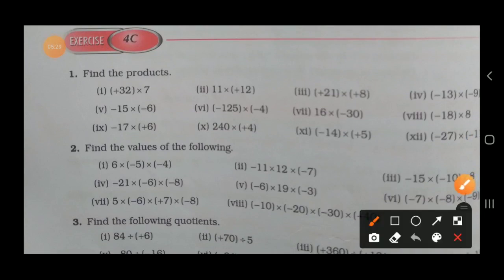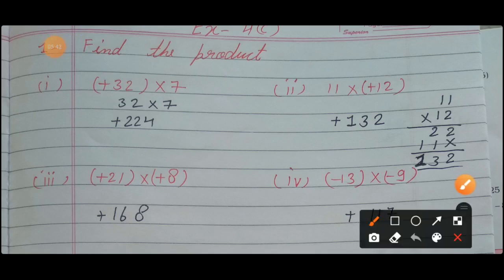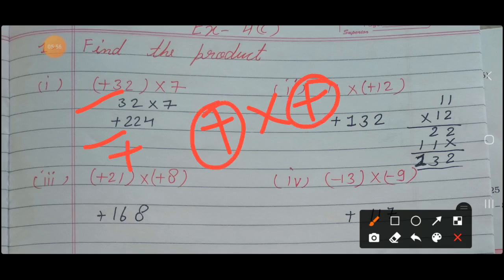Exercise 14C. Question number 1. Find the products. First is plus 32 multiply by 7. Both are positive. Yes, 32 multiply by 7. On multiplying we are getting 224 with a positive sign. Yes, plus multiply by plus. If we are multiplying two positive numbers, then we will get a positive integer. Yes, the product will come out positive.